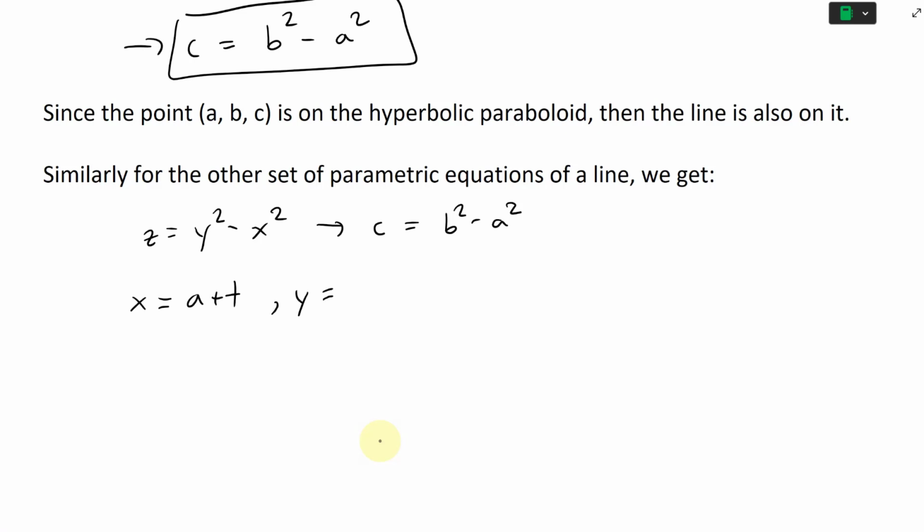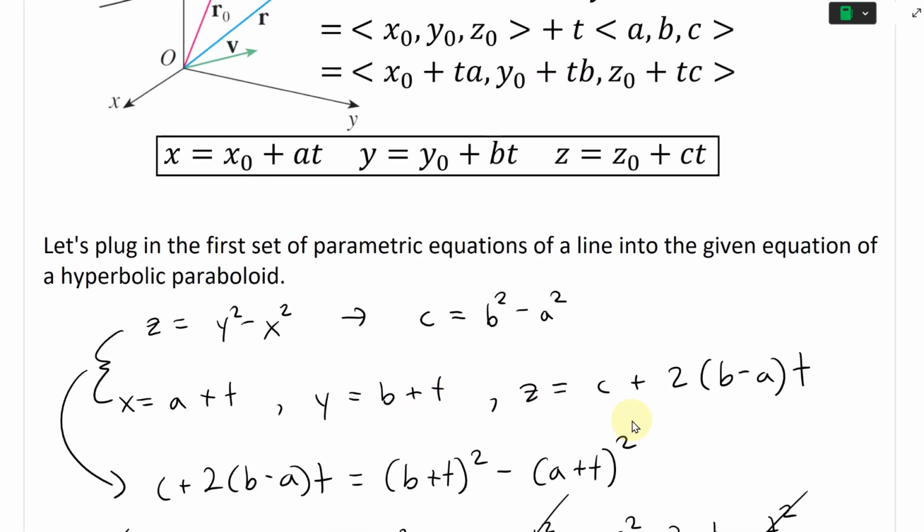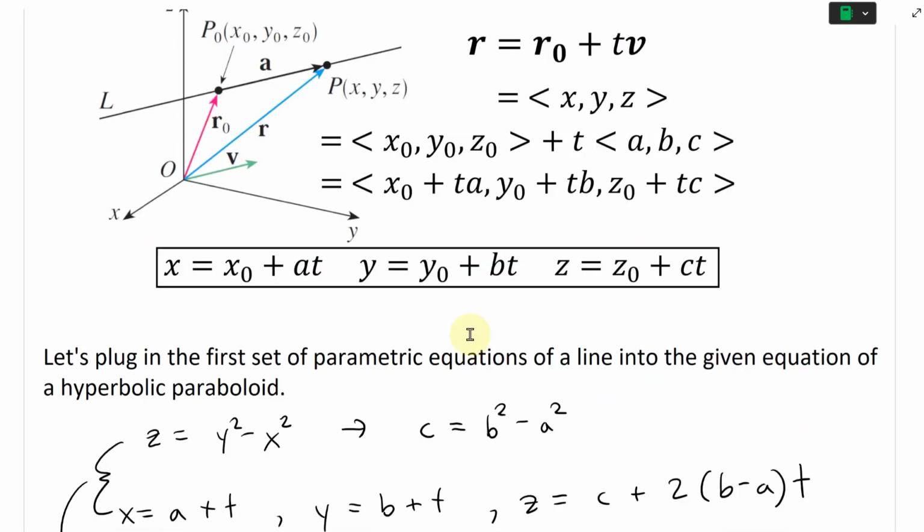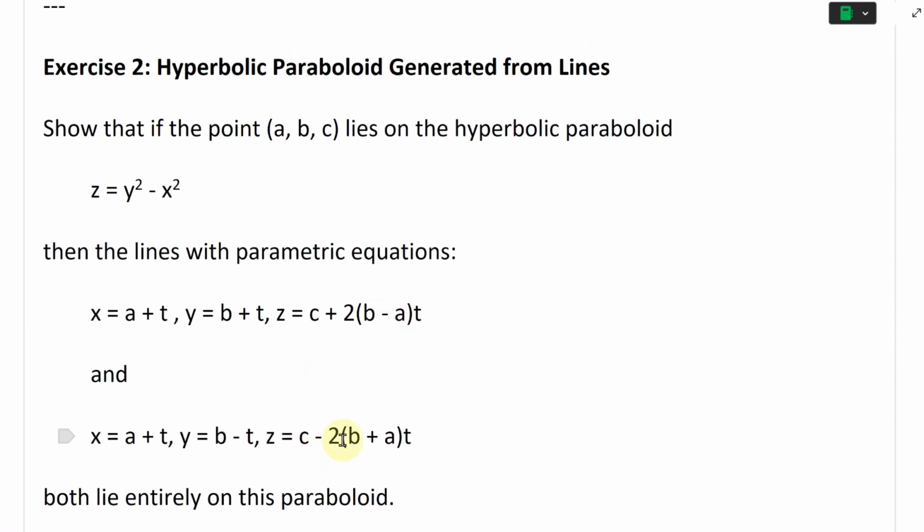Y is going to be different. Y equals b minus t, and then z is equal to c minus 2b plus a t. So the minus is switched. Remember, this was a plus, then a minus. Now we're going to get a minus and a plus.